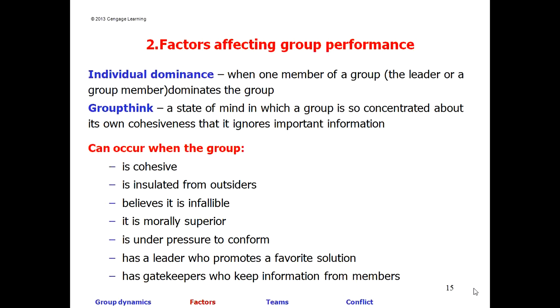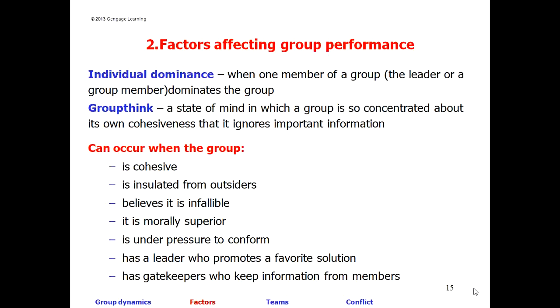Again, the factors, if you see now: individual dominance, groupthink. Groupthink is an important factor here. One member, a leader or a group member, dominates the whole group. Groupthink is a state of mind in which a group is so concentrated on its own cohesiveness that it ignores the importance. Means, if five or four people are there in a group, how it tries to take a decisive decision on a particular task or a particular important event, and how it gives importance to group performance.